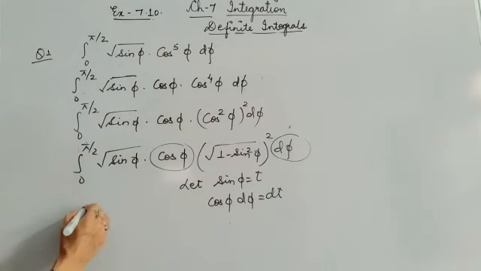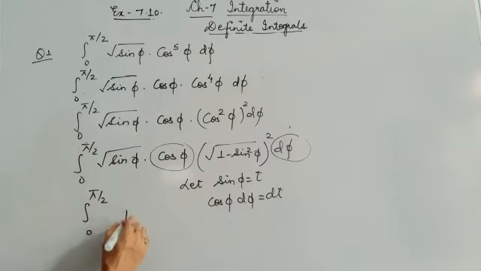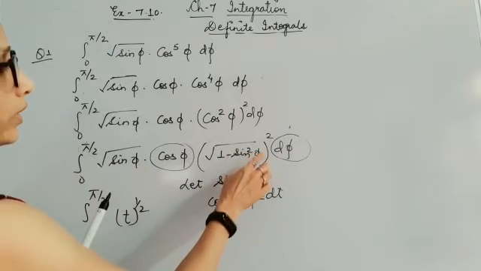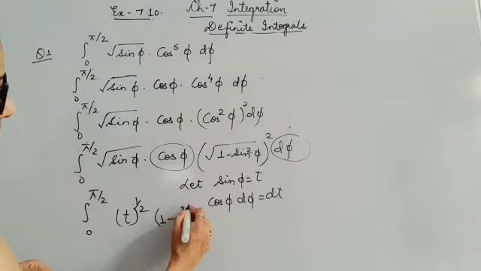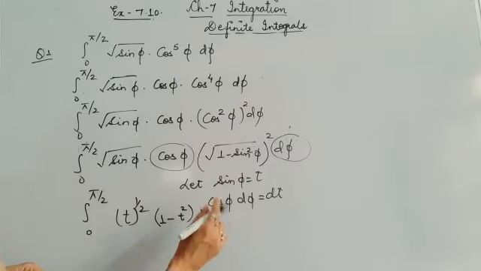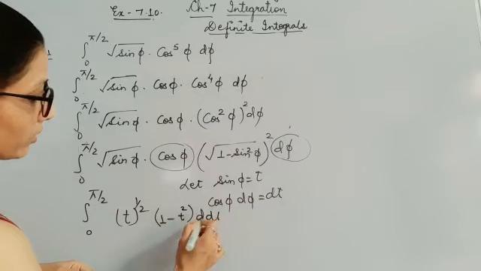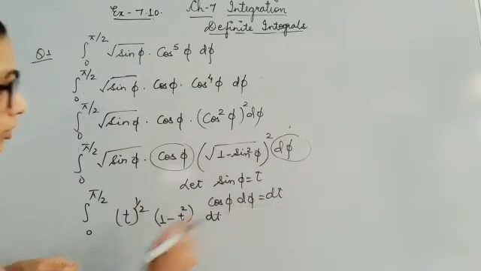So I can write it like this, 0 to pi by 2, and this is under root t, which can be written as t raised to power half, and this is under root 1 minus sine square phi whole square. So this whole square and root gone, so I am just getting 1 minus t square dt. Sorry, not d phi, it is dt. I have differentiated, that means in place of cos phi d phi I am writing just dt.